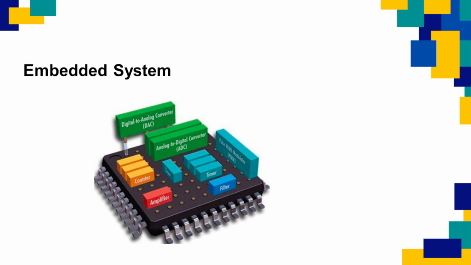What are the examples of embedded systems? They include home appliances like washing machines, refrigerators and microwave ovens, and consumer electronics like smartphones, digital cameras and televisions. Automotive systems like ECU units, infotainment systems and ADAS, advanced driver assistance systems. These are all embedded system applications.